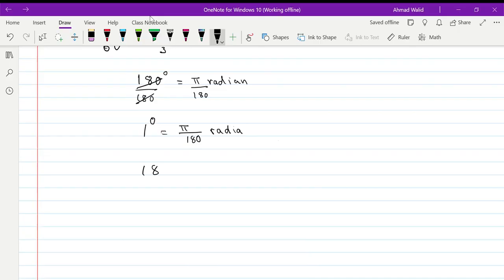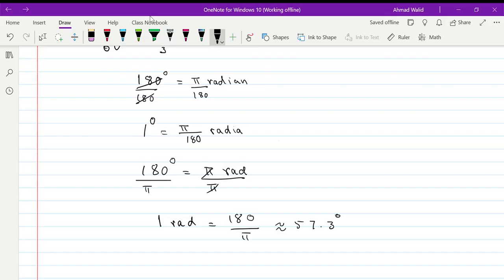Same formula, 180 equals pi radian, right? This time, let's divide both sides by pi. These two cancel out, then I can say 1 radian equals 180 over pi. My bad, I used that there, which is approximately 57.3 degree. 1 radian is 57.3 degree. We never use this decimal number, but at least it's good to know how much is 1 radian, correct? We always use the fraction form.